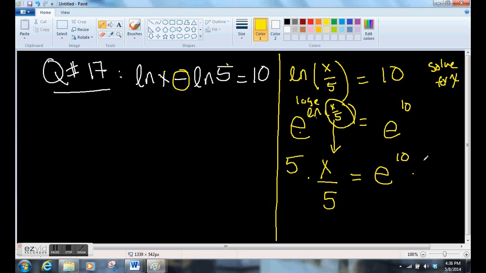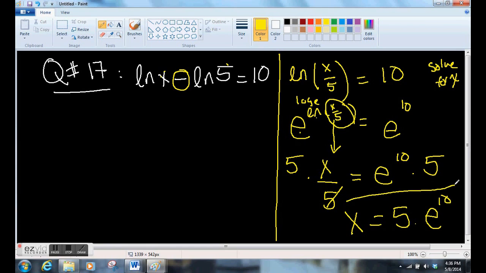Multiply both sides by 5. And I get x equals 5 times e to the 10. This is the answer that your book gives you. Aren't they clever? This is another way you can do it though, in case you're doing it this way and you think, I got stuck. It's okay, you're on the right track.